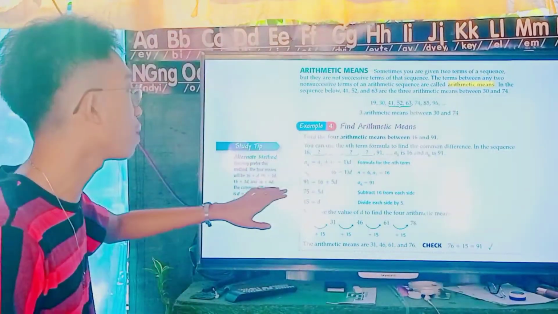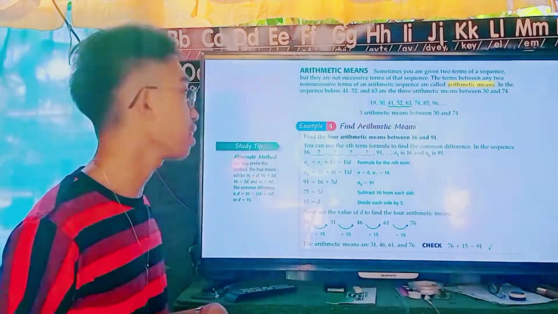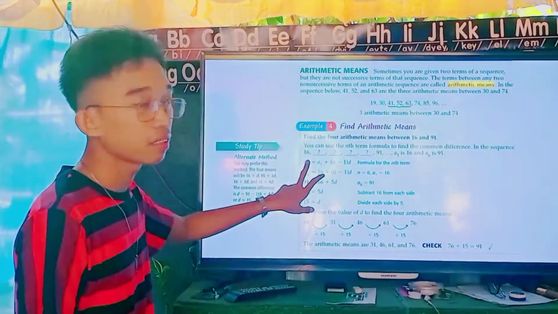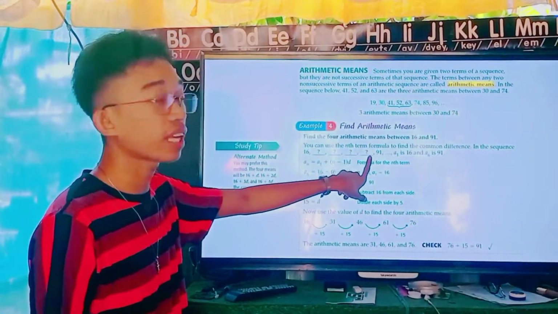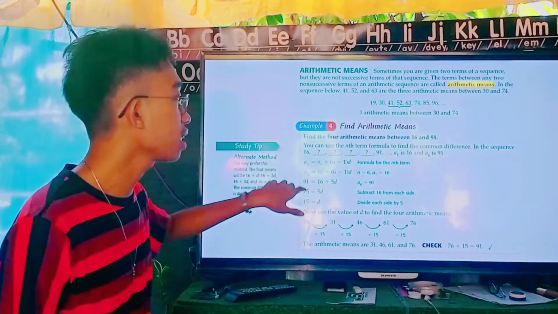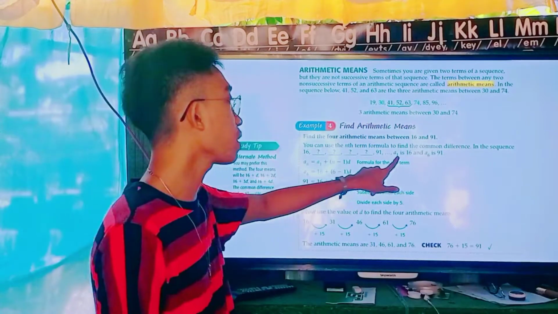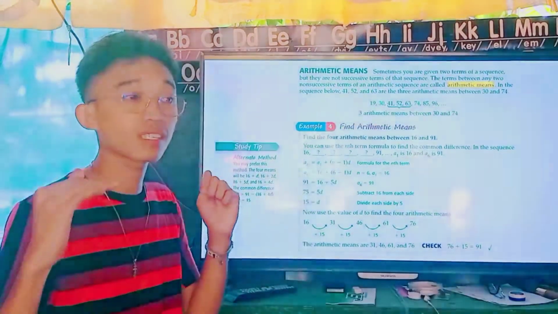Find the 4 arithmetic means between 16 and 91. So here is the problem. You can use the nth term formula to find the common difference in the sequence. 16. 1, 2, 3, 4. There are 4 missing terms. A sub 1 is 16 because 16 is the first number. And the 91 is a sub 6 because that is our 6th term.